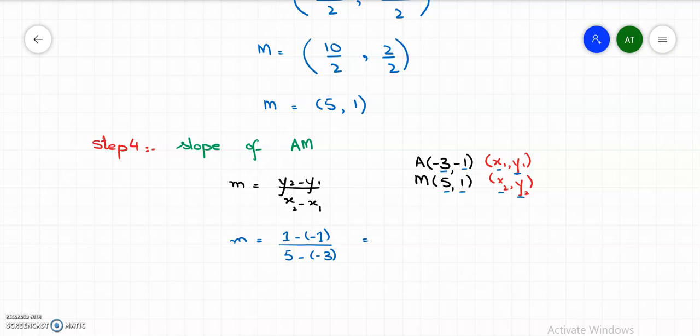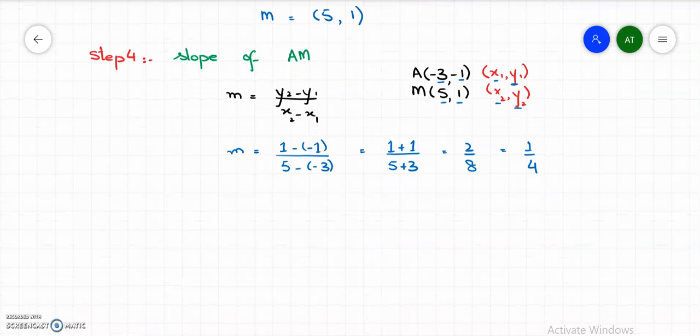So that would be equal to 1 plus 1, negative and negative would be positive, and 5 plus 3. So 1 plus 1 would be 2 and 5 plus 3 would be 8. In the lowest form it would be 1 divided by 4. So the slope of a line AM is 1 divided by 4. Okay, let's move to the last step, step number 5.